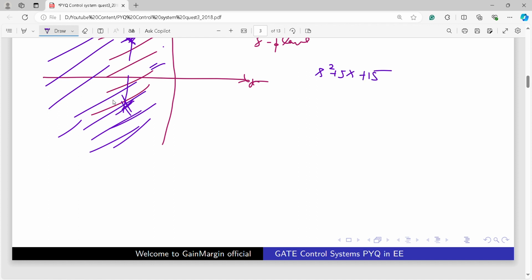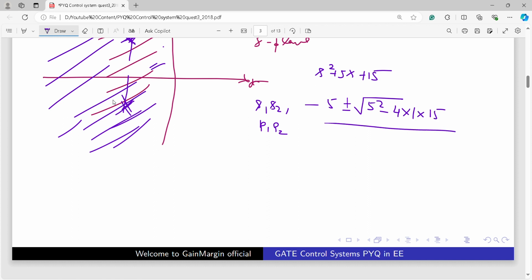Okay, so we are solving it. Roots, poles P1 and P2. I am applying the Sridhar rule: minus b plus minus under root b square, 5 square minus 4 into a, 1 into 15, by 2 into 1. So 25 minus 60 by 2.